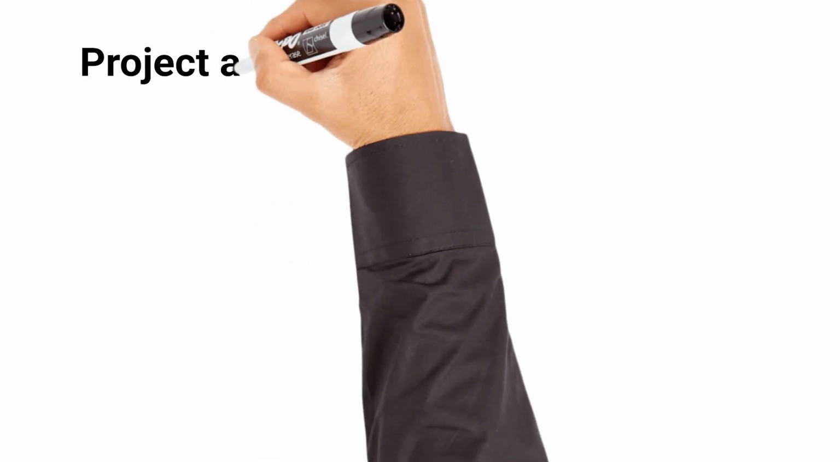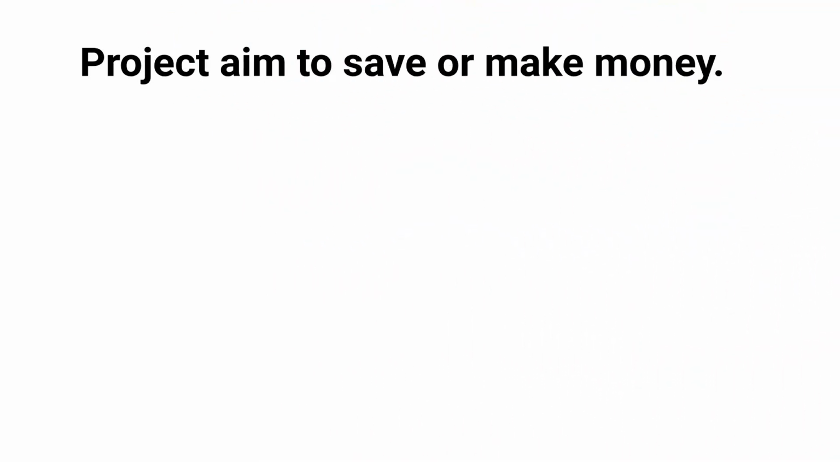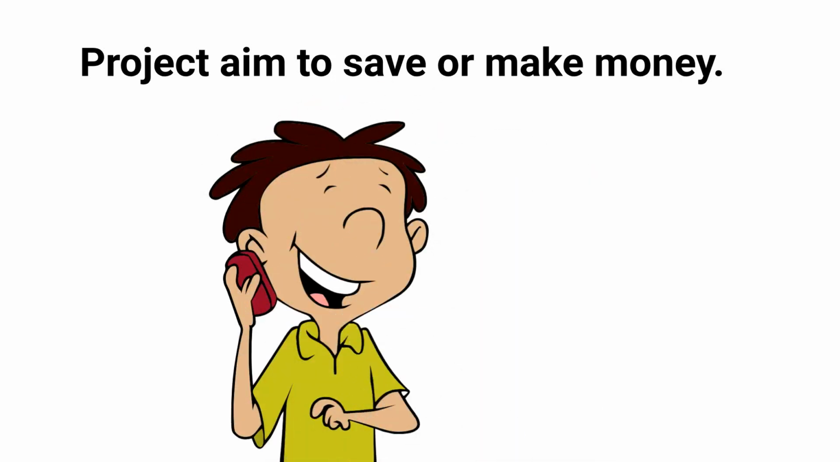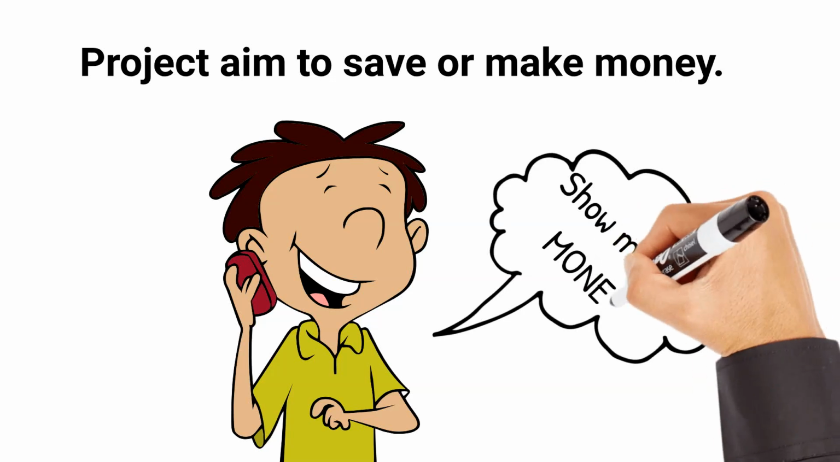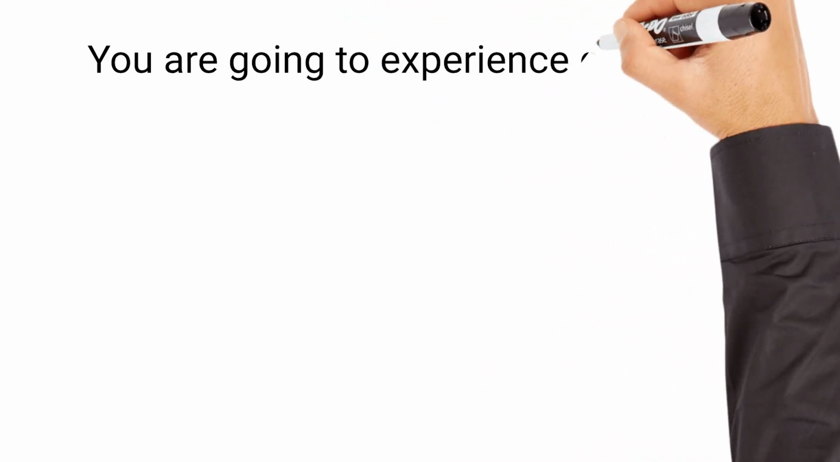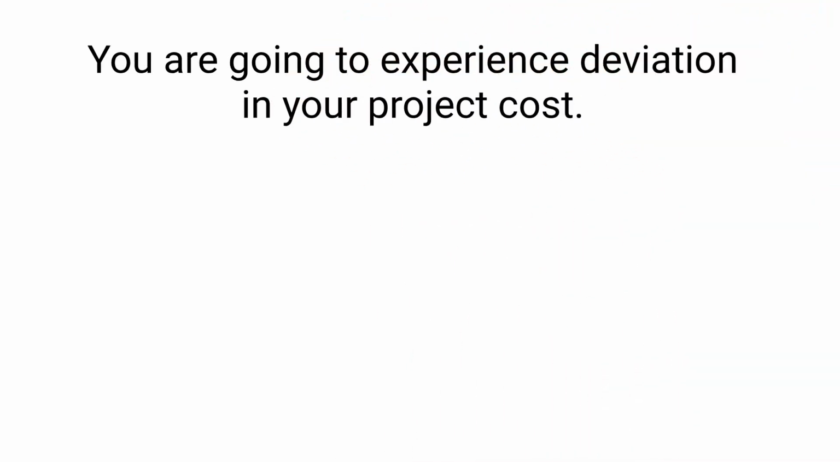So, the first one is cost. All projects are primarily aimed to save, or make money. As you know, money is limited. So, the goal of a project manager should be how to complete the work at minimum cost. However, no matter how well you plan and estimate your cost, you are going to experience deviation in your planned project cost. Deviation would be either an erosion or savings.